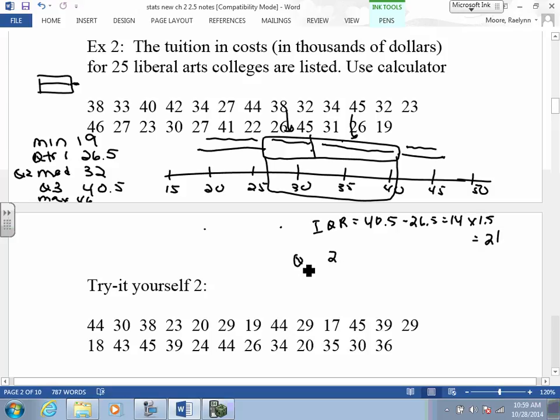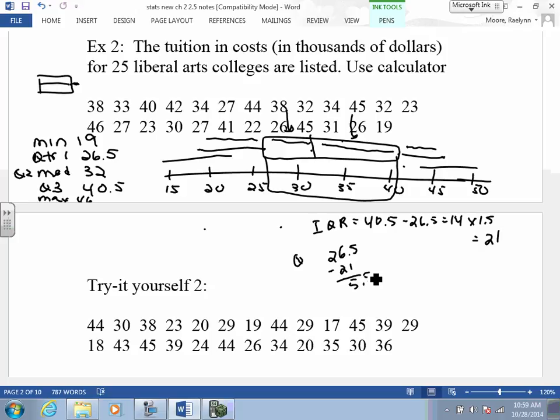Now, we're going to take your quartile 1. We want it to be outside of quartile 1. How far outside of quartile 1? How far outside of quartile 3? Quartile 1 is 26.5. We're going to subtract 21. Anything 5.5 or less would be considered an outlier. Do we have 5.5 or less? No. Our lowest was 15, 19. Our minimum was 19. So we have no outliers on that side.